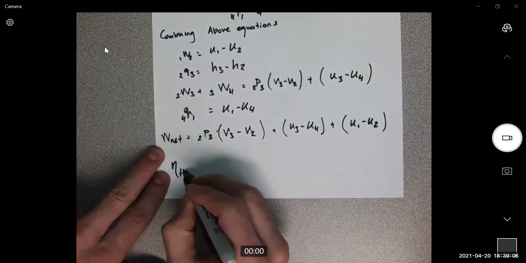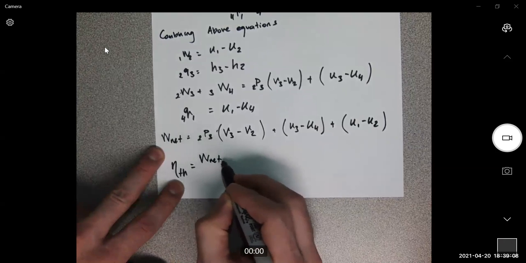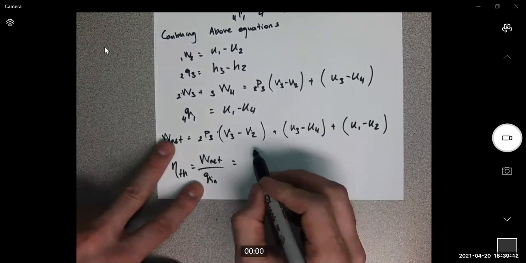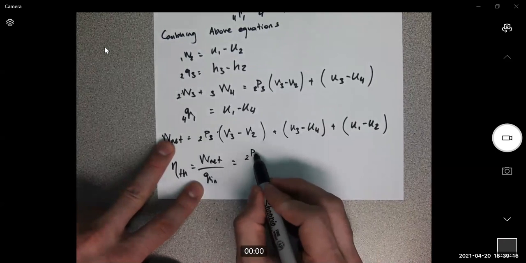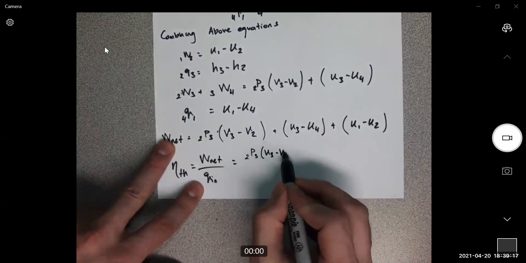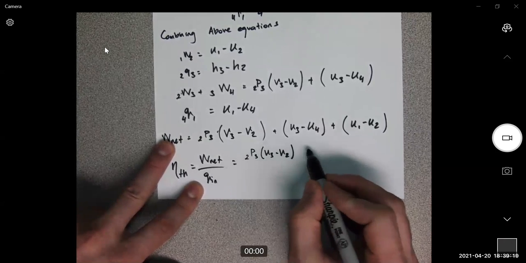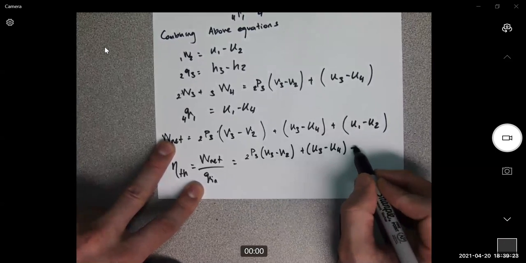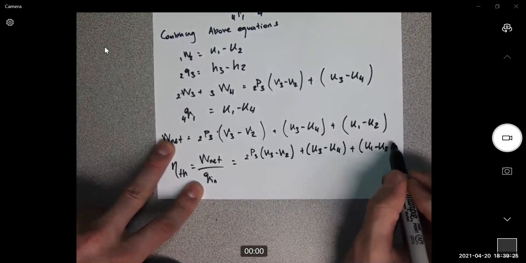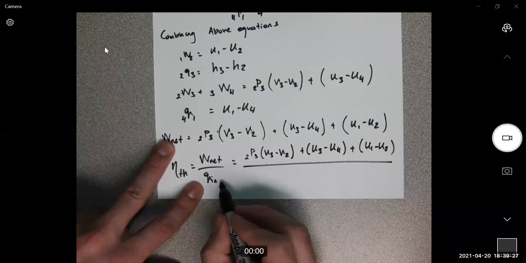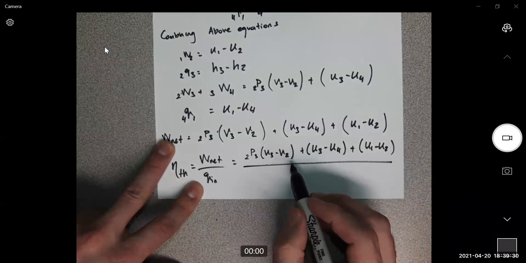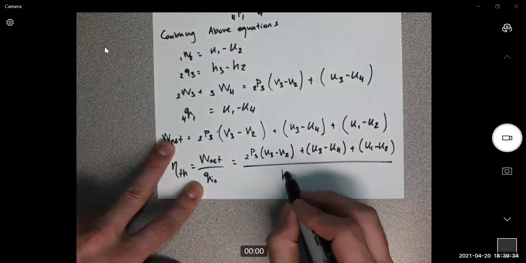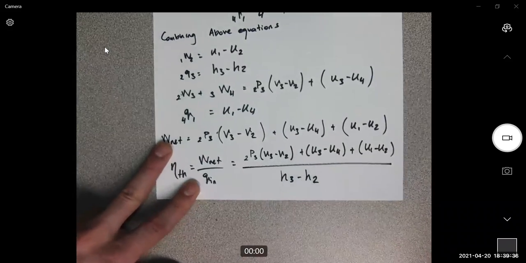And thermal efficiency. The net work, net work means this entire thing: P times V3 minus V2, plus U3 minus U4, plus U1 minus U2, divided by Q_in. It is from state 2 to state 3, H3 minus H2.